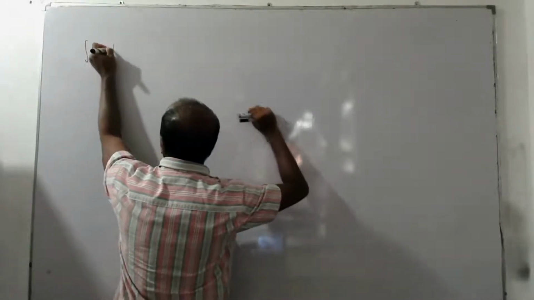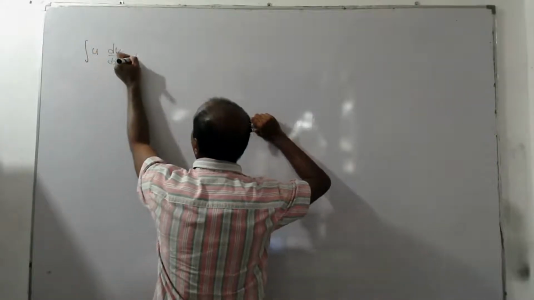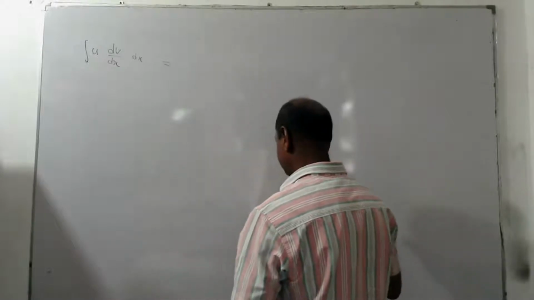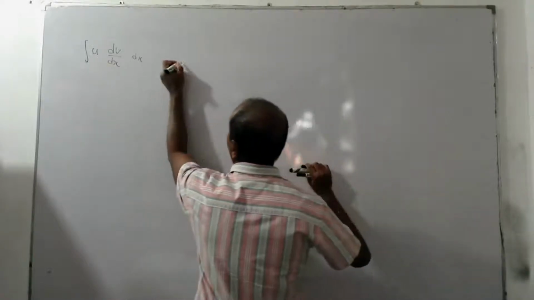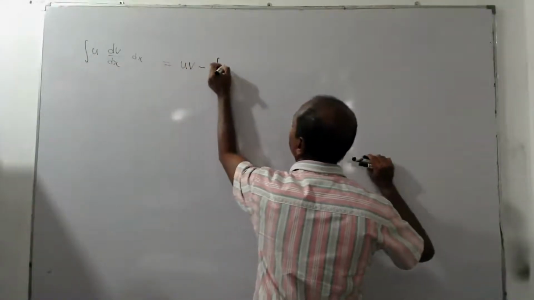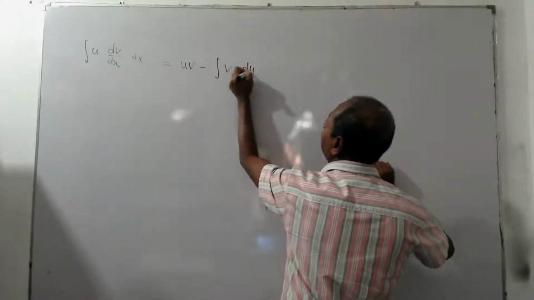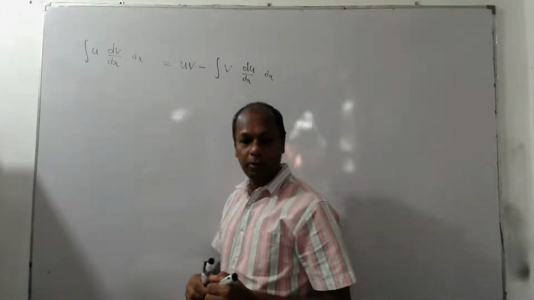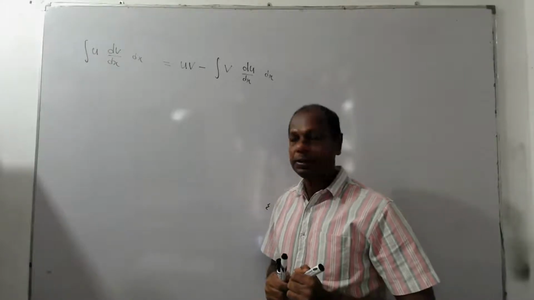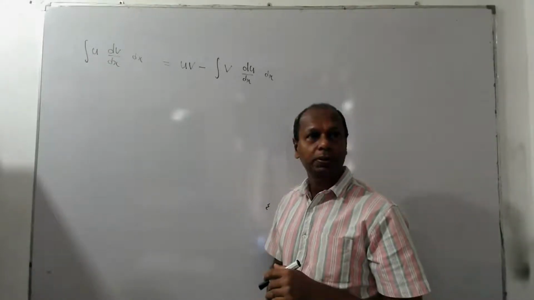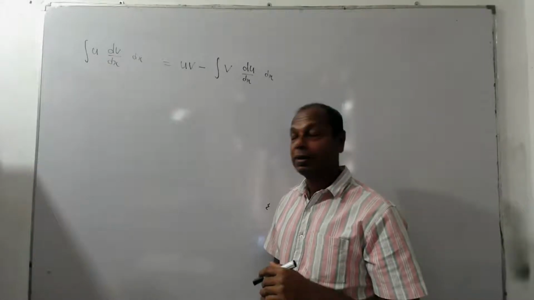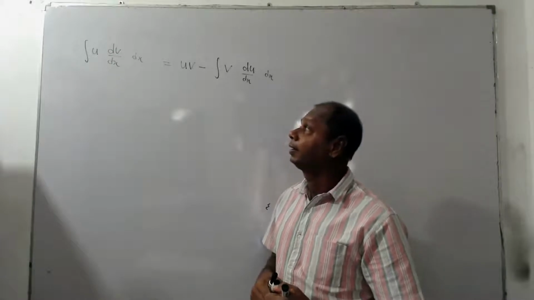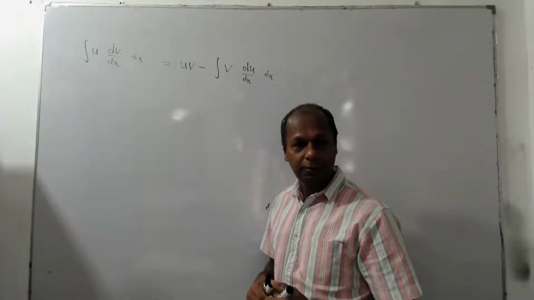The integral of u dv by dx equals uv minus the integral of v du by dx. This is the formula for integration by parts we learned at the beginning, some 2-3 weeks ago. Now last day we learned how to adjust this to find definite integrals.